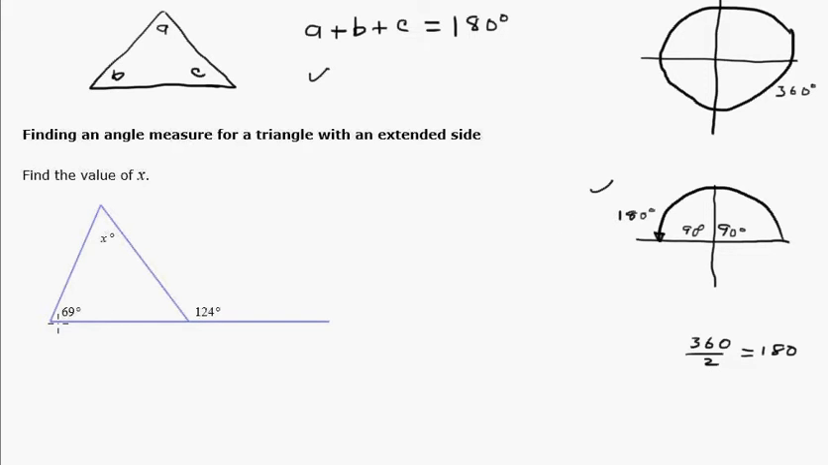So here we see a line. Think of this as a line. Okay? This angle plus this angle, whatever it is, has to equal 180. So right now let's just call this y. So y plus 124 has to equal 180.